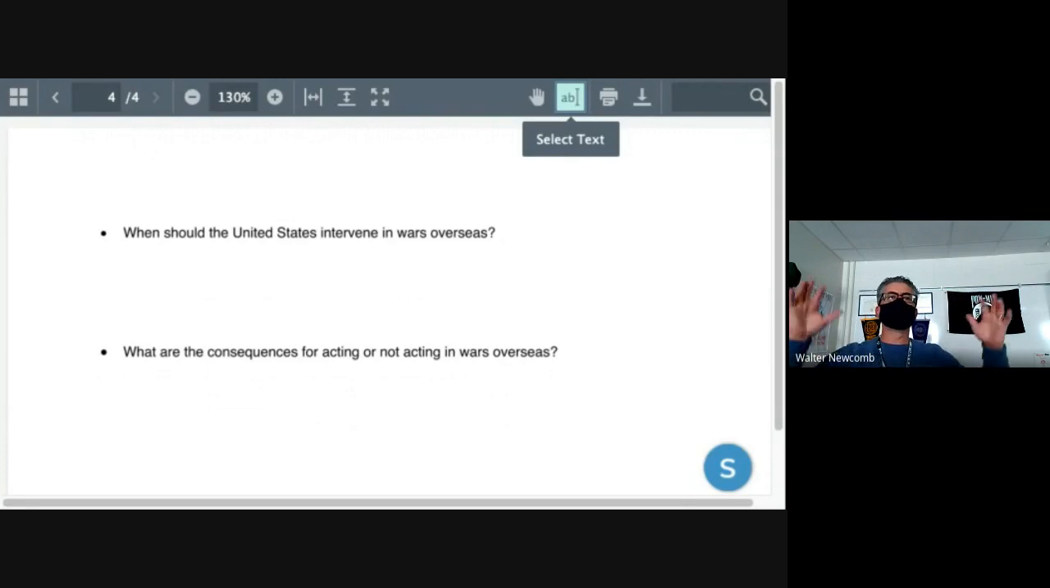Now, we can think of that in contemporary terms. It doesn't necessarily have to be about World War II, but about contemporary terms. That speaks to foreign policy. Should the United States, big nation as we are, intervene or not intervene? And what are the consequences for doing either one or the other? Something to think about.